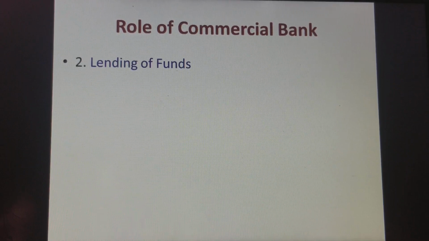The other role of the bank is the lending of funds. The bank seeks to lend funds.